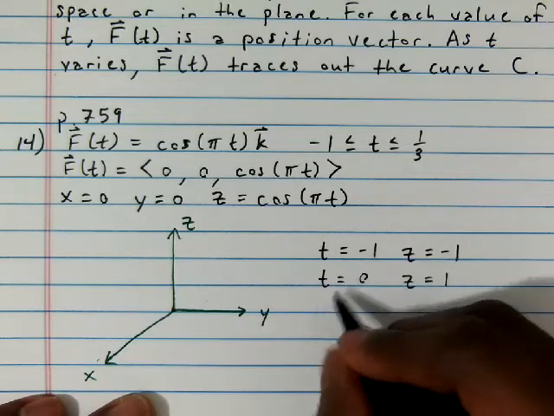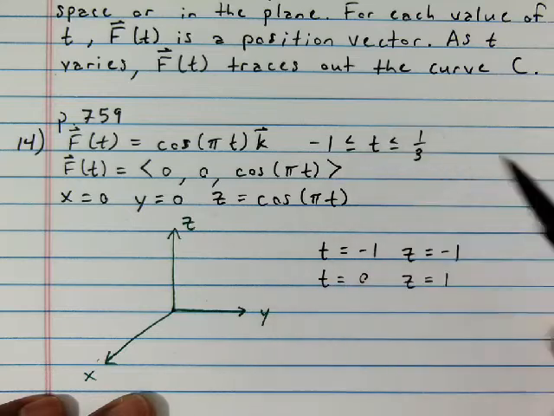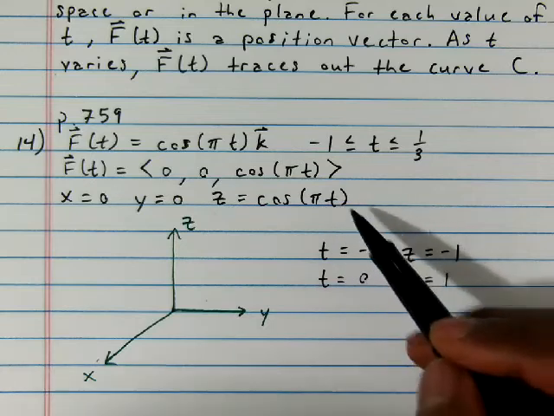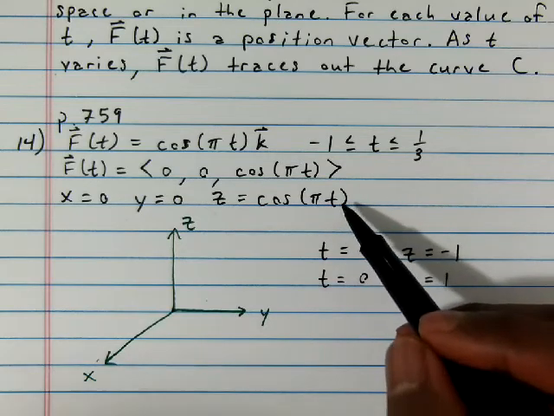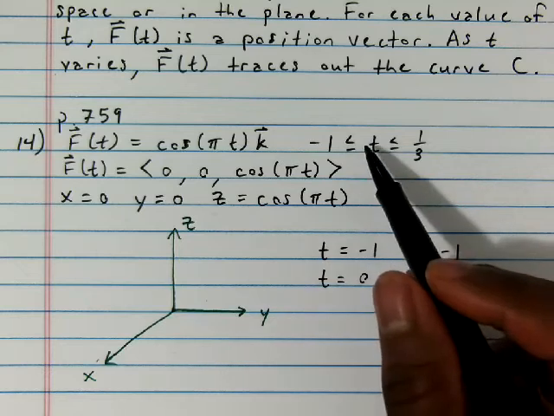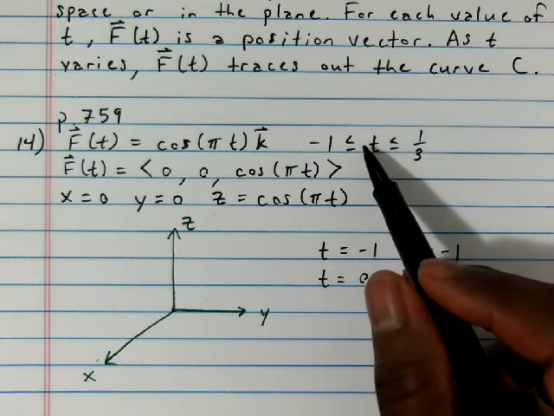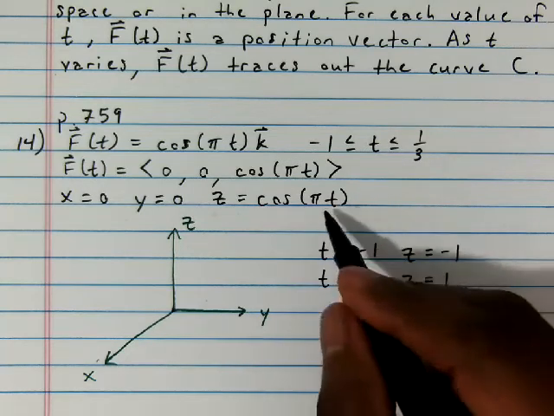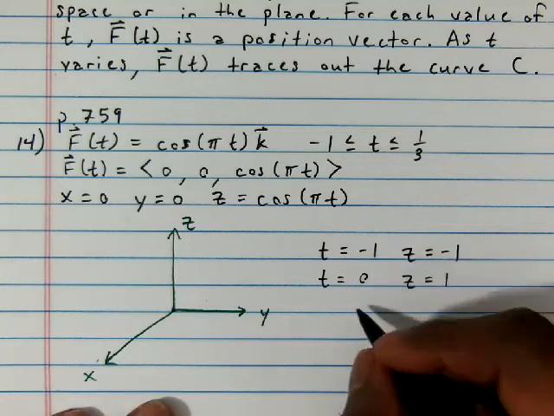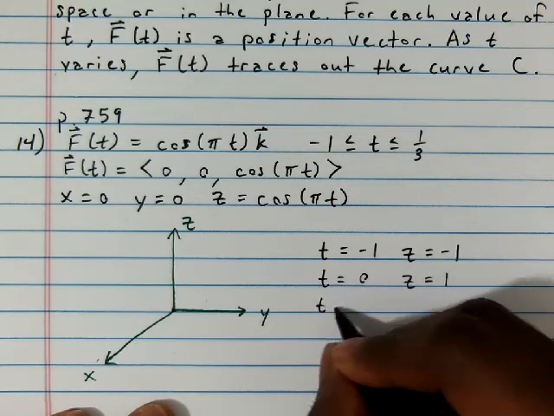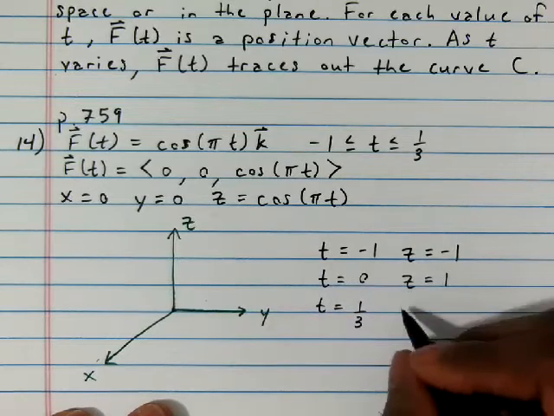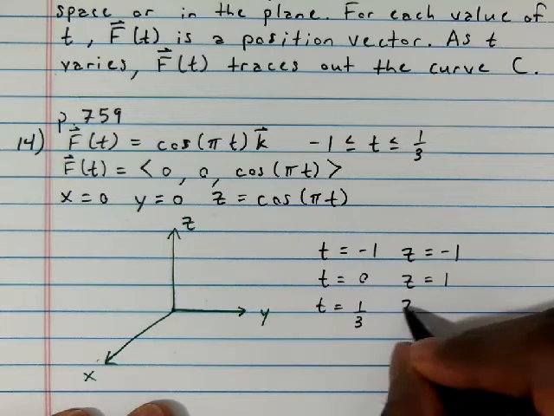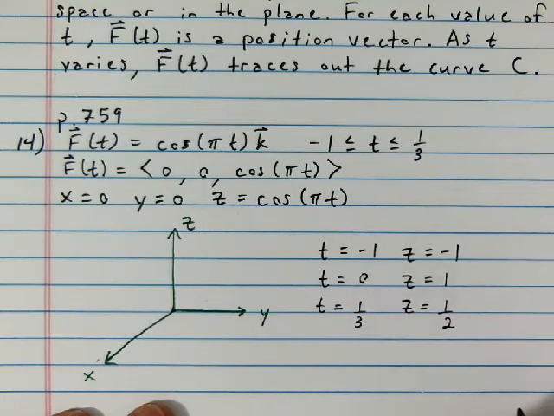And I'm just picking arbitrary values in here. I pick stuff that's easy, of course, and paying attention that I have cosine of pi times t. I don't want to pick some odd value like -3/7 or something like that, where I can't figure out what the cosine of -3/7 pi is. So then t equals 1/3. And that will give us cosine of pi over 3, which gives us z equals 1/2.